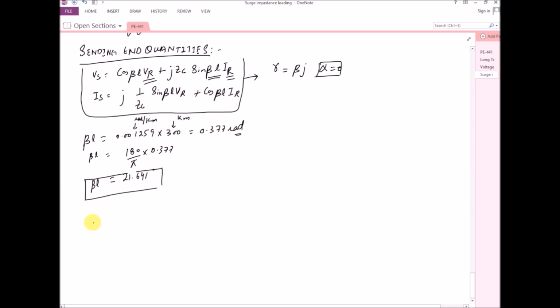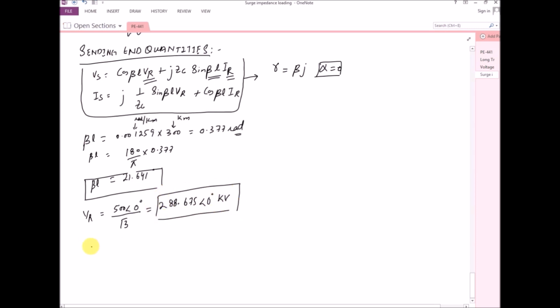For the receiving end voltage, VR, the value given to us in the example is a line-to-line voltage. Now we have to convert it into a phase voltage. So it is 500 angle 0, the receiving end voltage, divided by root 3. That will be 288.675 angle 0 kilovolt. So this is your receiving end voltage.